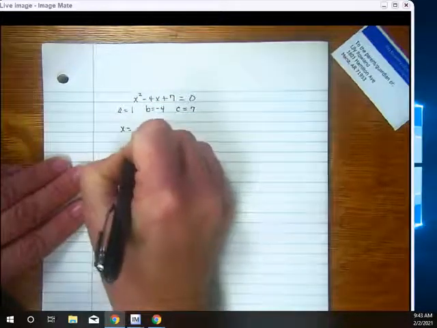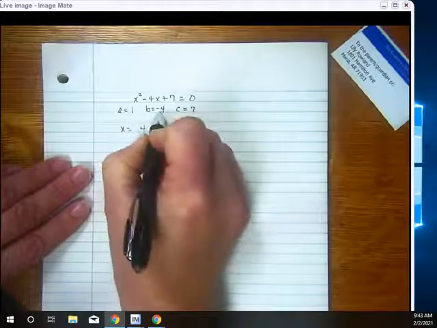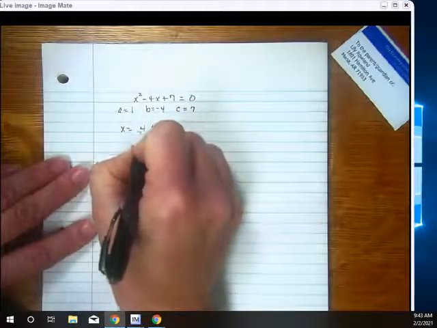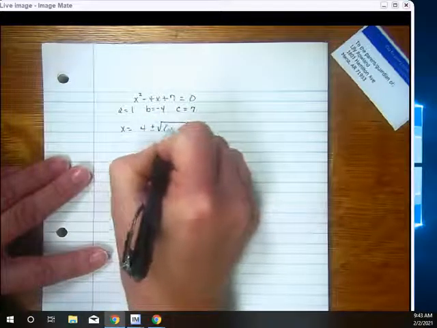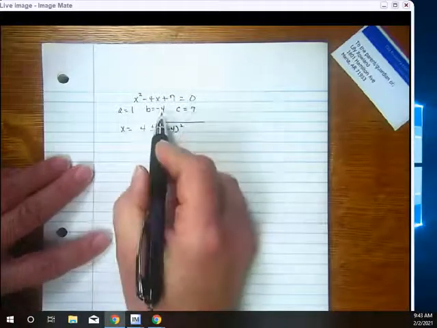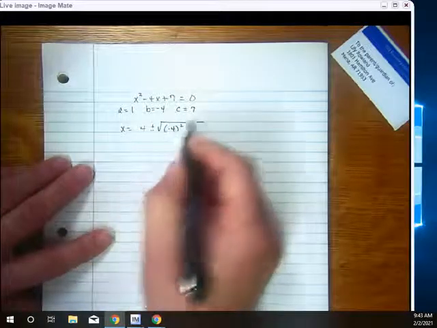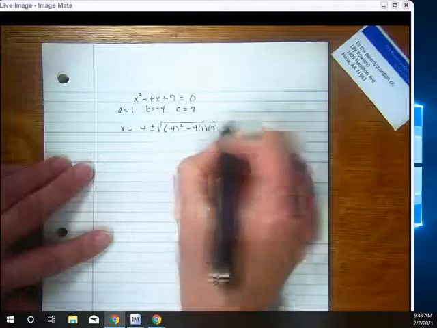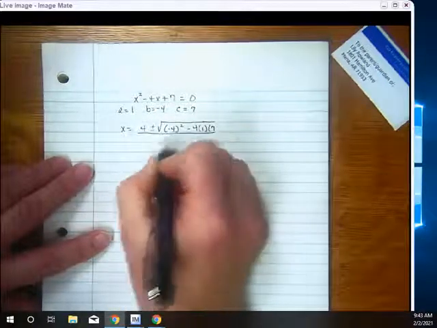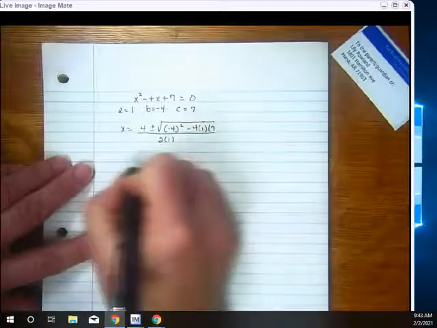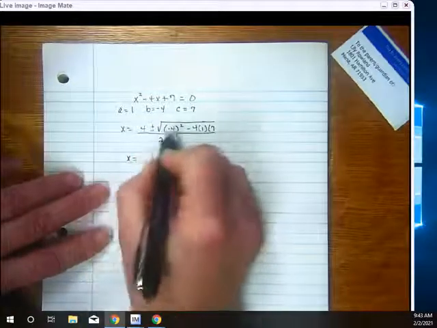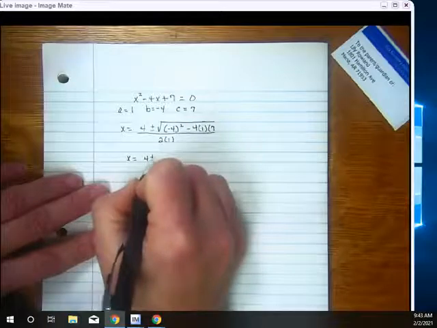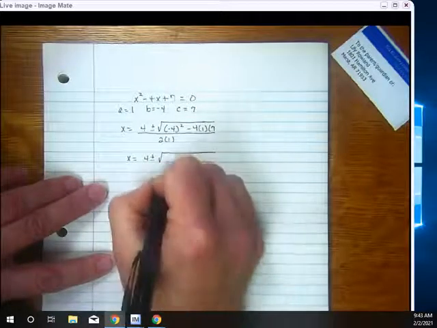X is equal to the opposite of B, so the opposite of a negative is a positive, plus or minus the square root of, again, B squared is negative, so I'm going to put it in parentheses, quantity squared, minus 4 times 1 times 7, extend my radical, all over 2 times 1. The order of operations says I have to do what is in my grouping symbols first.